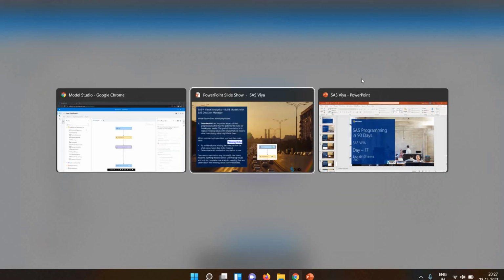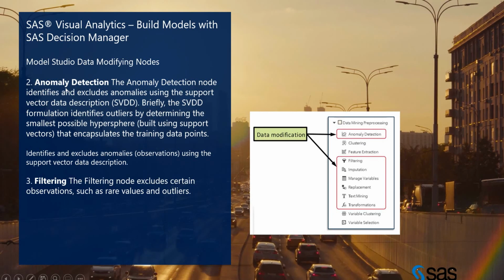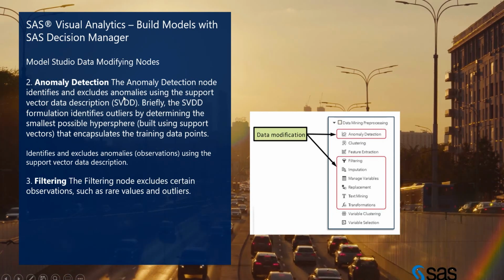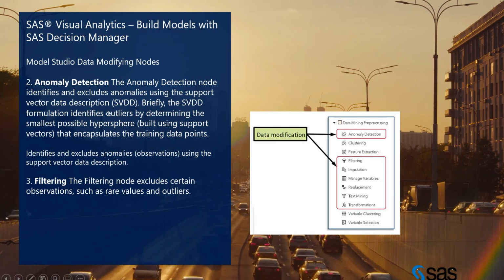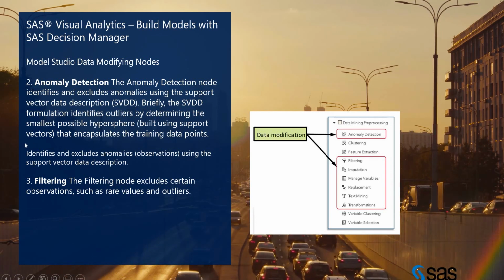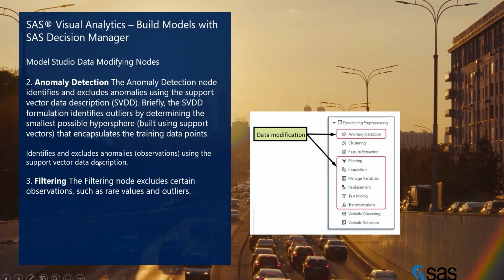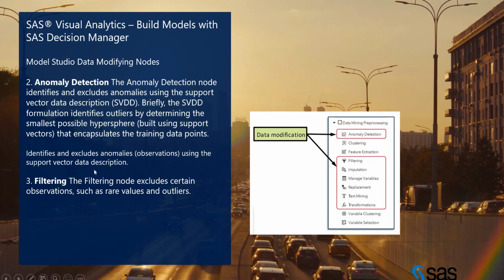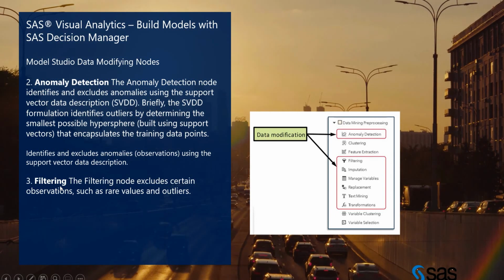While it's taking time, this is the node we have. Next we have anomaly detection. What is the anomaly detection node? It identifies and excludes anomalies using the support vector data description, the SVDD formulation. So it identifies and excludes anomalous observations using the support vector data description. Also we have filtering in the data mining process.